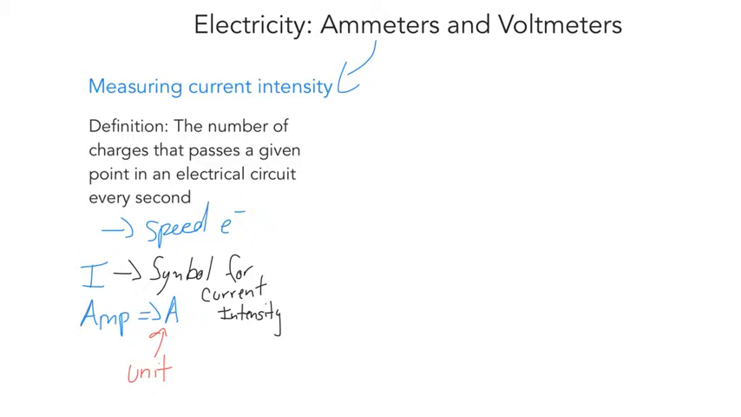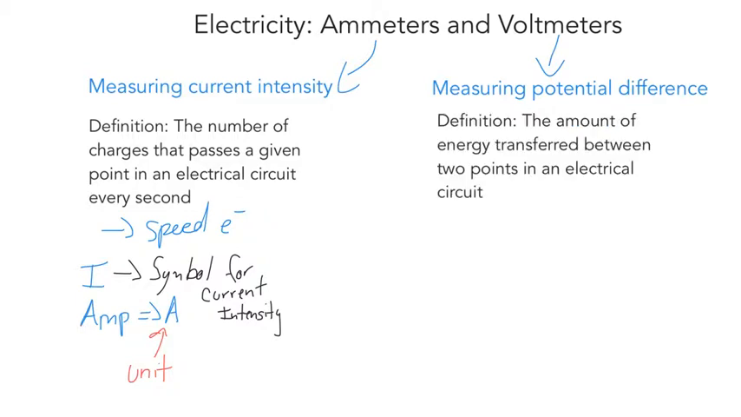So your ammeters measure current intensity. Now your voltmeters are a little bit different. Your voltmeters are going to be measuring potential difference. The definition for potential difference is the following. It's the amount of energy transferred between 2 points in an electric circuit. So we can consider the potential difference as the energy of your electrons.